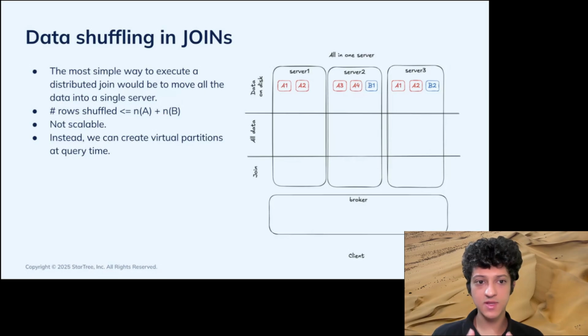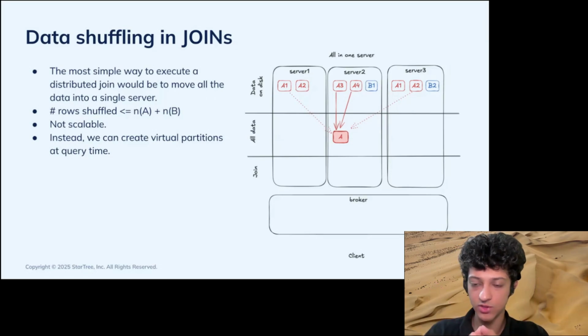So the most simple way, the most straightforward way to execute a distributed join would be to move all the data from both sides of the join into a single server, execute a join algorithm locally on all that data, and emit the final result, right? So in this case, you have 3 servers and a couple of tables A and B that need to be joined with segments spread out across these servers. And in this case, suppose we want to move all the data into server 2.